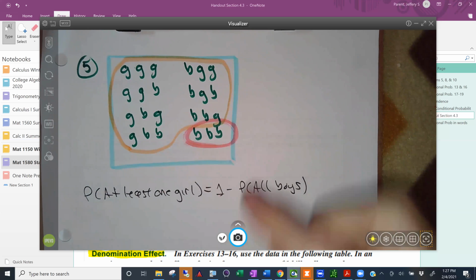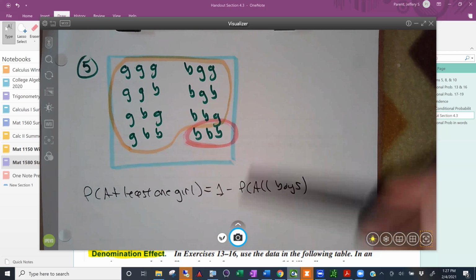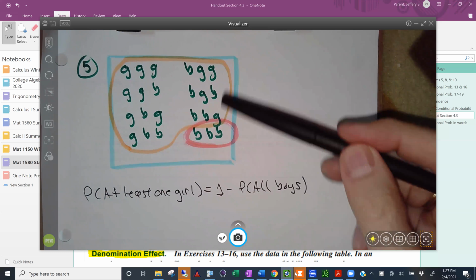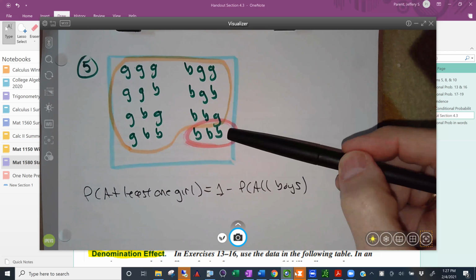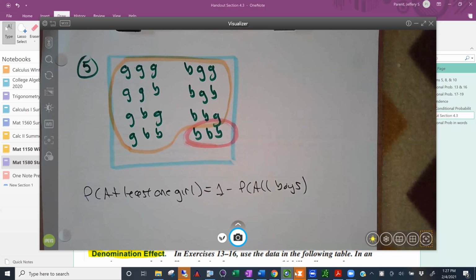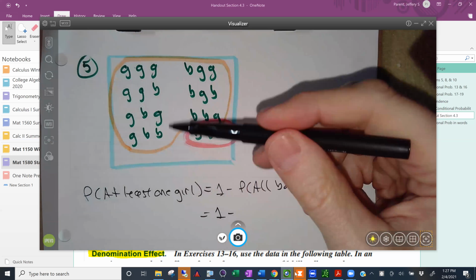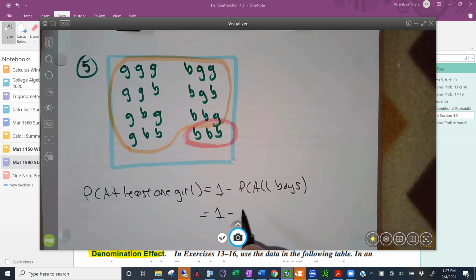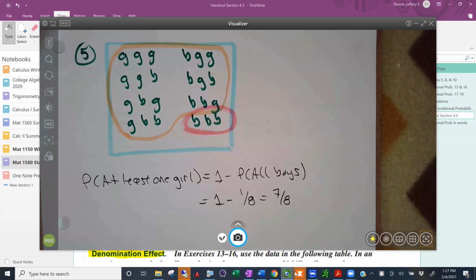Now, what's the advantage? The advantage is that that's only 1 calculation, not 7. So it's a lot easier to calculate this than it would be this. In this particular example, we could have done it the first way, but that's just because these points are equally likely. It makes our calculation a little bit easier. The probability of all boys is 1 out of 8. So it means there's a 7 out of 8 chance that you'll get at least one girl.